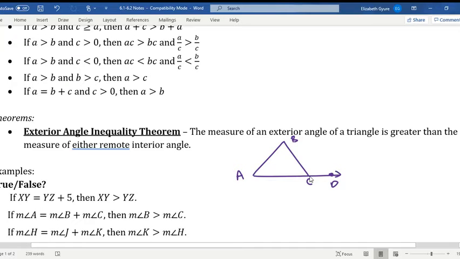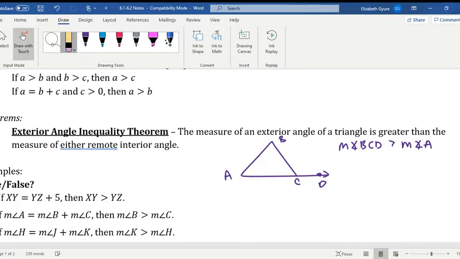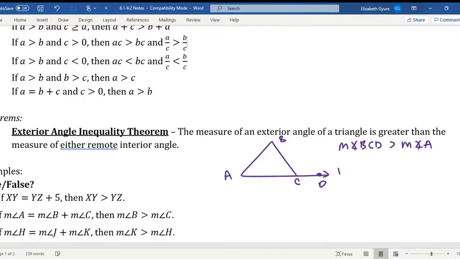Then using those properties we just talked about above, that implies that the measure of angle BCD has to be greater than the measure of angle A and greater than the measure of angle B. So that's what this theorem says. Based on what we know about our exterior angles, the measure of angle BCD has to be greater than the measure of angle A. And it also has to be greater than the measure of angle B.